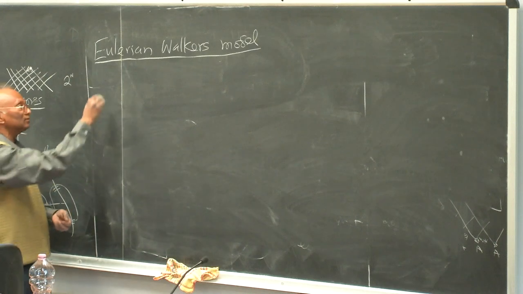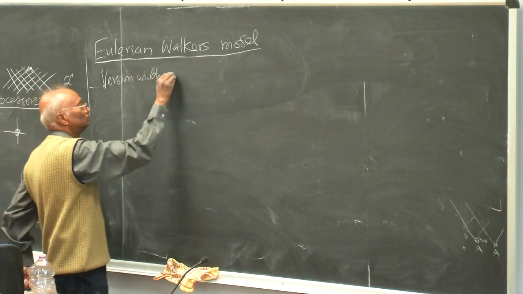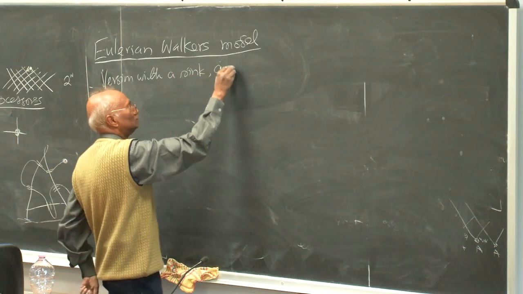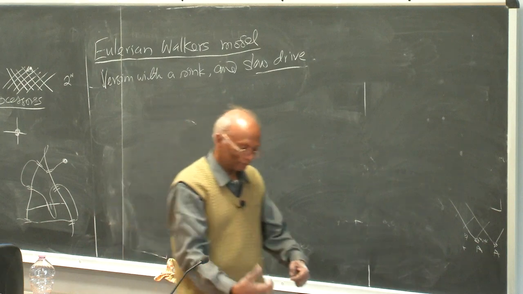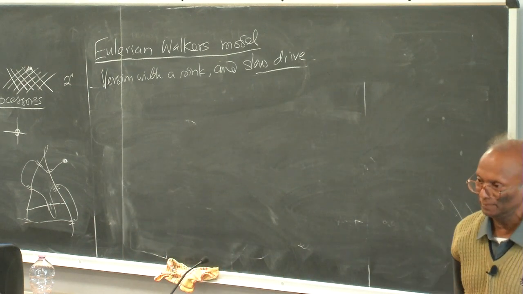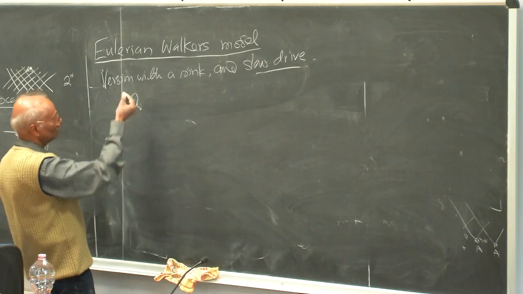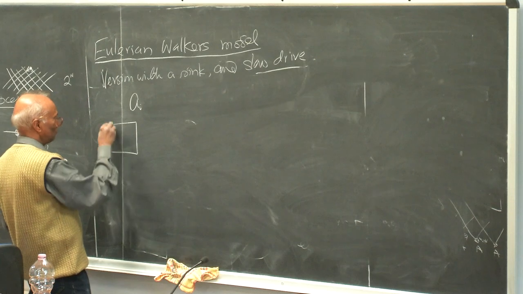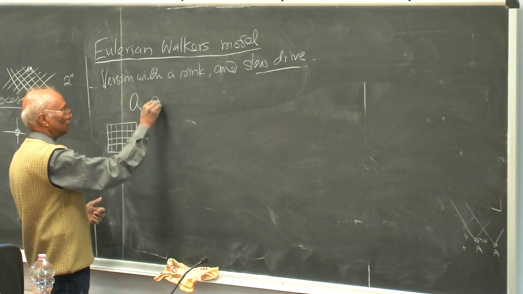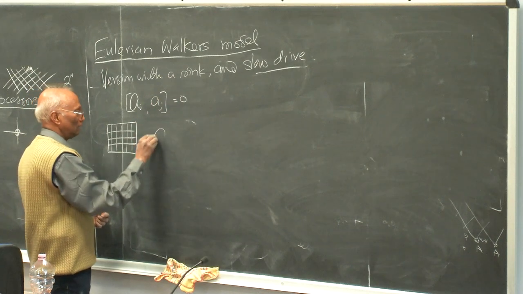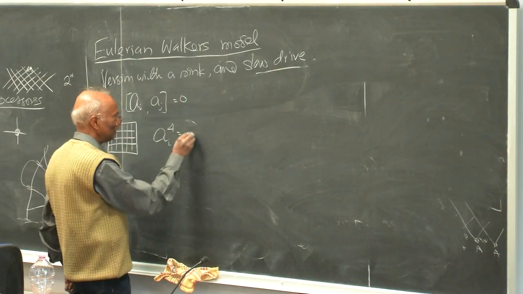So we will look at the version with a sink. Slow drive. Slow drive means you add a particle and wait until it goes out of the system, then you add another particle and so on. Okay? So, you can define operators A_i. I will work with this lattice, square lattice. Okay? And then you can show that these operators at different sites will commute. And they satisfy an operator algebra also. And we cooked up the rules so that the operator algebra is exactly this.